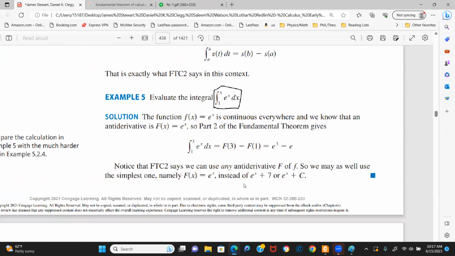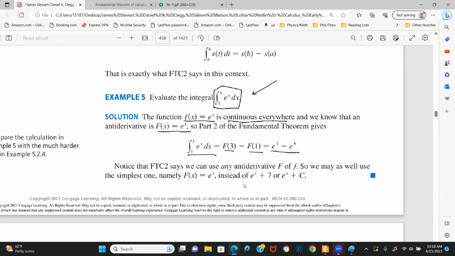All right. So how do we calculate this using the fundamental theorem of calculus? Well, you start with your function. You notice it's continuous everywhere. And in fact we know its antiderivative, because it's its own derivative. So the integral is just f of 3 minus f of 1. So it's e to the 3 minus e to the 1. And that's it. You're done.